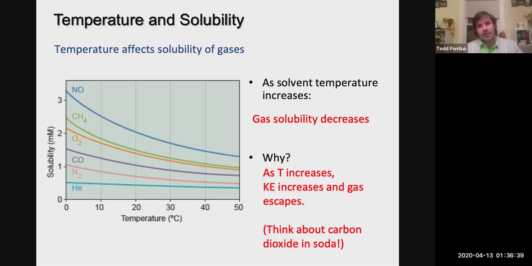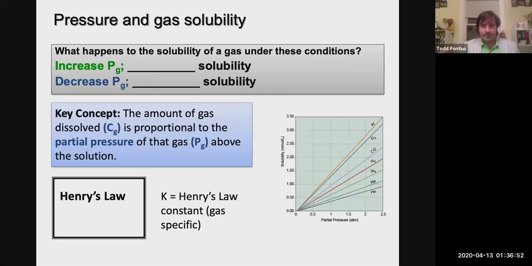So think about soda on a cold day versus a hot day, or in the refrigerator versus sitting out on a hot day. I'll come back to this analogy in just a moment, but soda is a really good way of thinking about gas solubility. So the final thing that we want to discuss is Henry's Law, which is a mathematical approach to gas solubility in water.